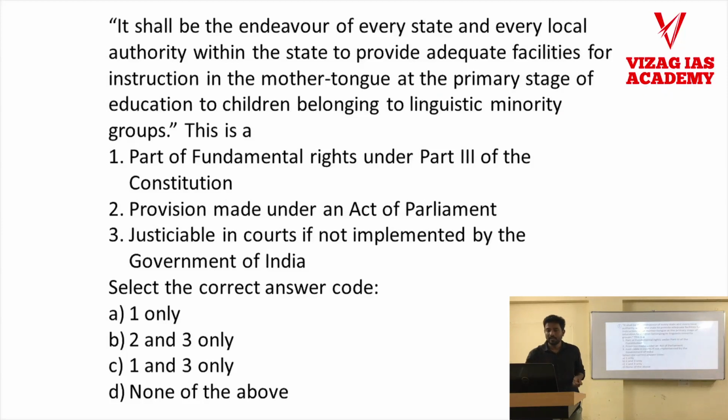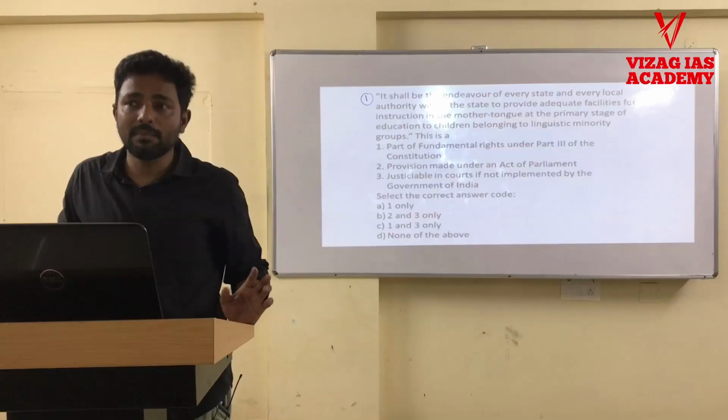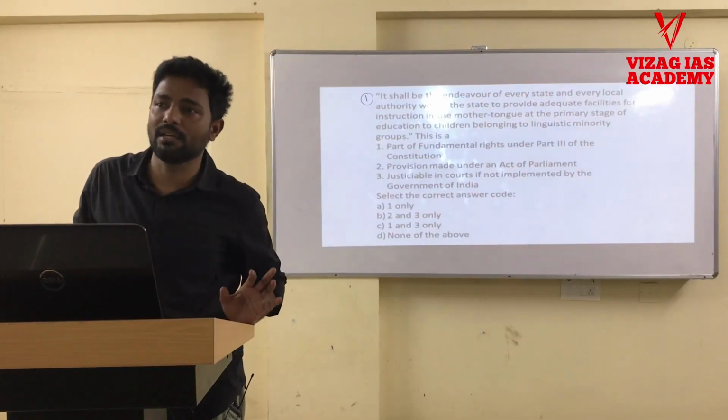It goes like this: it shall be the endeavor of every state and every local authority within the state to provide adequate facilities for instruction in the mother tongue at the primary stage of education to children belonging to particularly linguistic minority groups. This was a statement directly taken from the constitution itself.